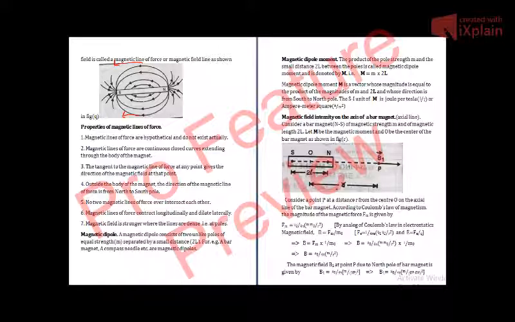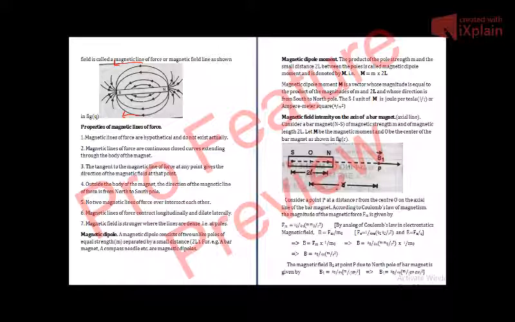So a magnetic dipole consists of two unlike poles, that is north pole and south pole of equal strength. The strength of the north pole is equal to the strength of the south pole, and they are separated by a small distance. Here we denote that small distance by 2L, whereas in an electric dipole we denote that small distance by 2a.